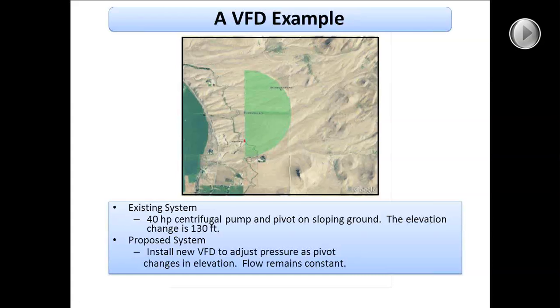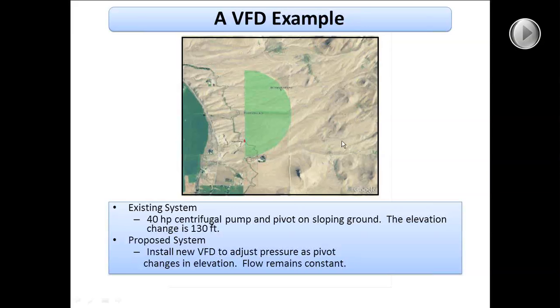On a separate system I looked at similar to this, it was a gravity pressure pipeline with a booster pump that was supplying the pivot. When that pivot was downhill, the VFD would put the pump in sleep mode, and the pump was basically turned off. They didn't need the pump at all. Then as that pivot would walk up the hill, it would start ramping up and give them the pressure that they needed.